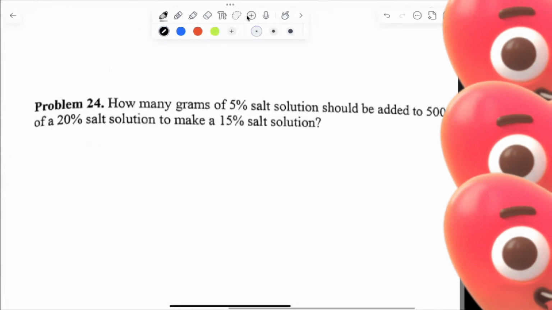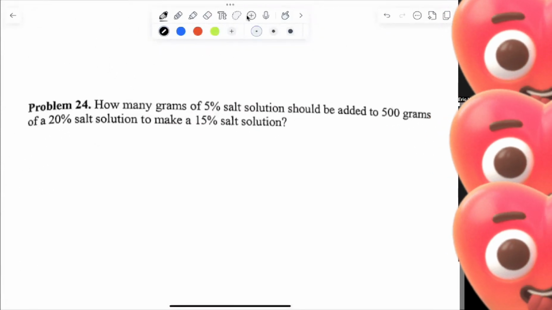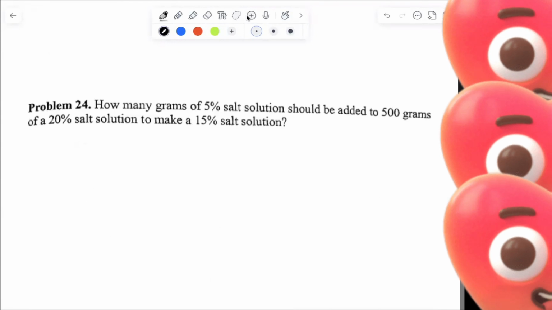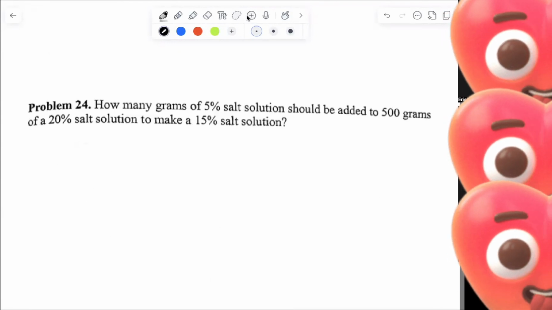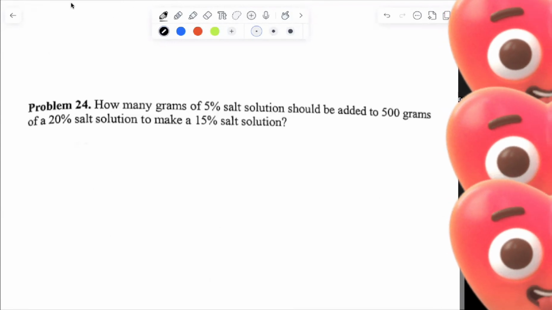Let's go to problem 24, which is about the same thing, with a bit of tweaking. Alright, let's have a try at this question and tell me your answers in the chat.